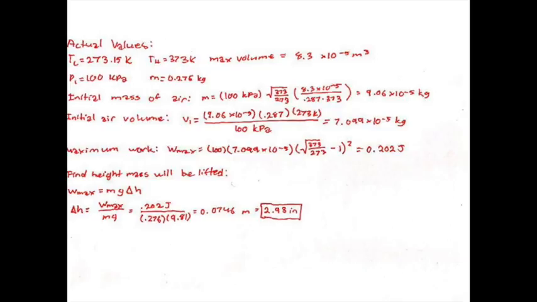We plugged these values into the equations we derived to find the initial mass of the air and the initial air volume. We then plugged these values into the maximum work equation to find that the maximum work that could be done was 0.202 joules. With this, we used the work balance to find that the maximum height the engine could lift the arm would be 2.993 inches.